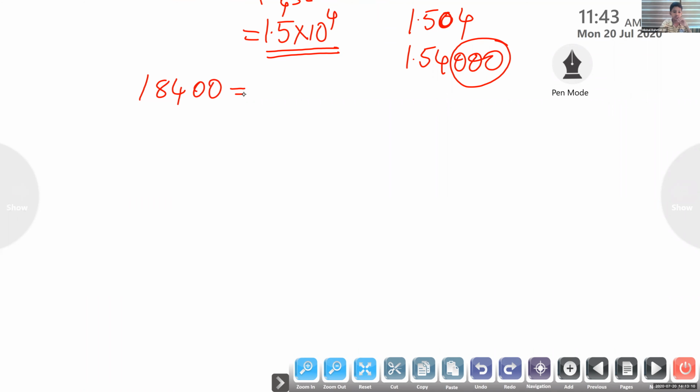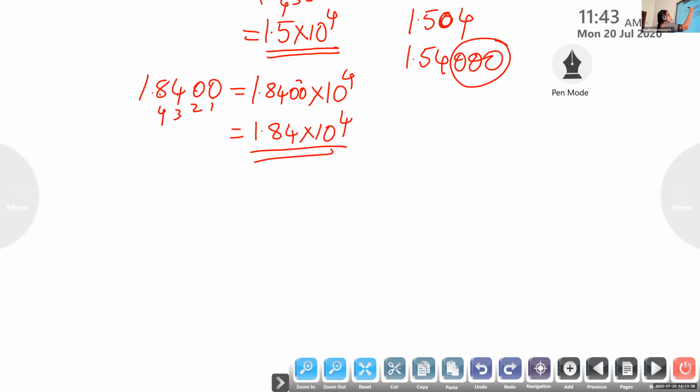This can be written as how? One integer part, 1, then point. How many decimal places? 1, 2, 3, 4. 1.8408 into 10 raised to 4, since we move 4 decimal places. Or we can write 1.84 into 10 raised to 4. These two zeros no need to write.